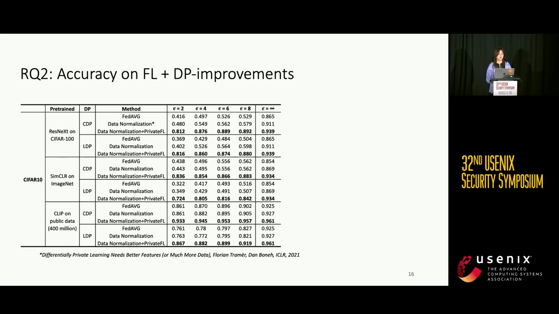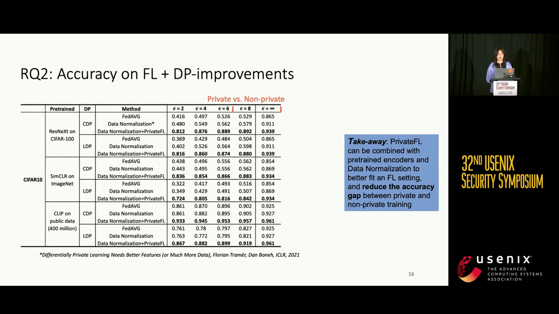And the second question is the accuracy of Federated learning with DP improvement methods. We find that our method can also be combined with existing DP improvement methods and brings further improvement here. Here we compare and add our method to data normalization, which is a 2021 ICLR paper. This paper used the data normalization method to normalize the features extracted from large pre-trained models to help differential privacy in centralized learning.